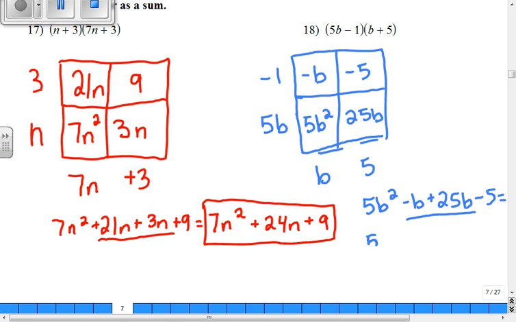So I'm going to combine those to get positive 24b. The rest stays the same. So as a sum, this quadratic can be written as 5b squared plus 24b minus 5.